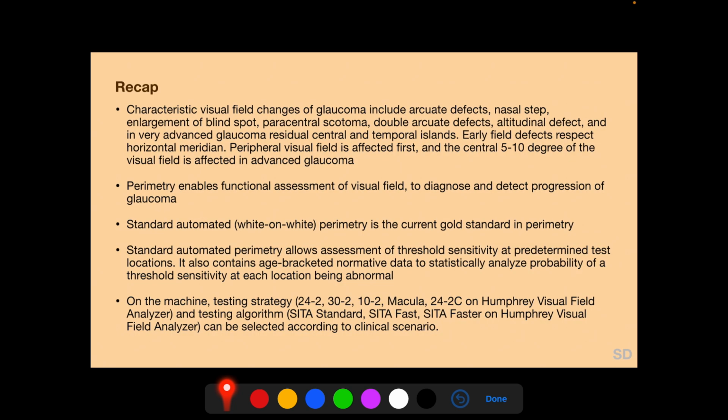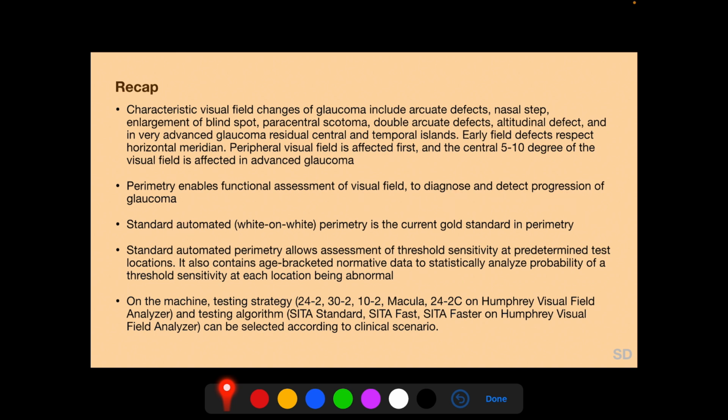To recap, characteristic visual field changes of glaucoma include arcuate defects, nasal step, enlargement of blind spot, paracentral scotoma, double arcuate defects, altitudinal defect, and in very advanced glaucoma, residual central and temporal islands. Early glaucomatous field defects respect the horizontal meridian. Peripheral visual field is affected first in glaucoma, and the central 5 to 10 degrees of the visual field is affected in advanced glaucoma. Perimetry enables functional assessment of visual field to diagnose and detect progression of glaucoma.